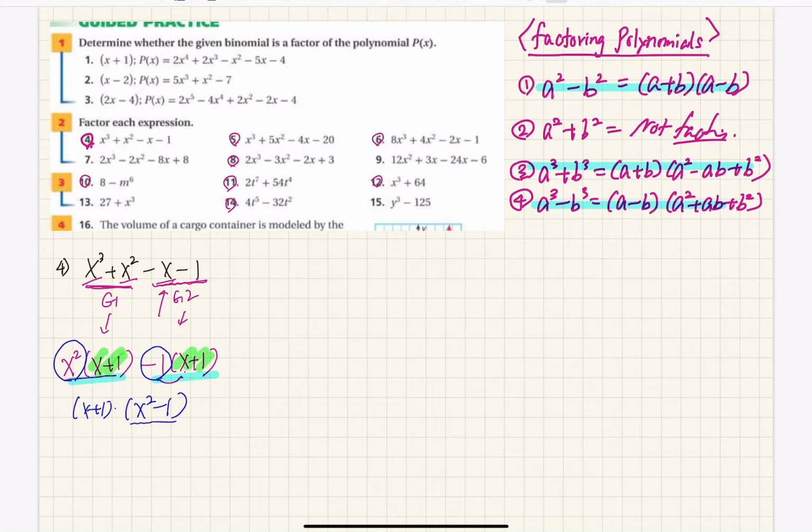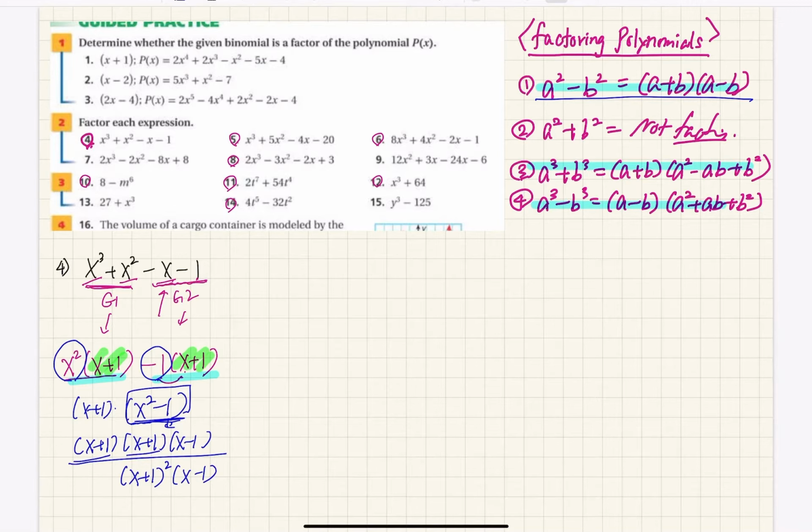And that one is more factorable by using the first special case. A squared minus b squared should be factored to a plus b times a minus b. So it's going to be x plus 1 times x plus 1 times x minus 1. X squared minus 1 is factored to x plus 1 times x minus 1. So this is the answer. Or you can put x plus 1 squared times x minus 1 because there are two x plus 1.